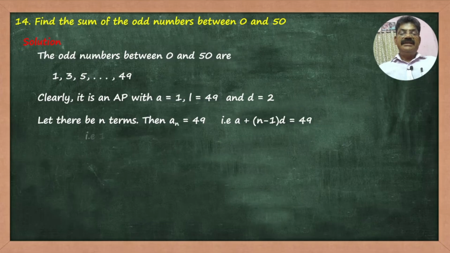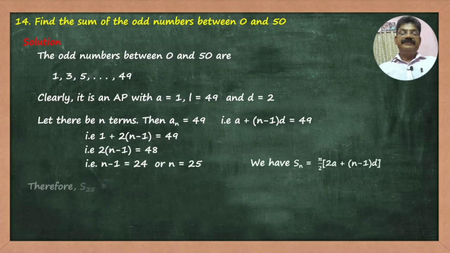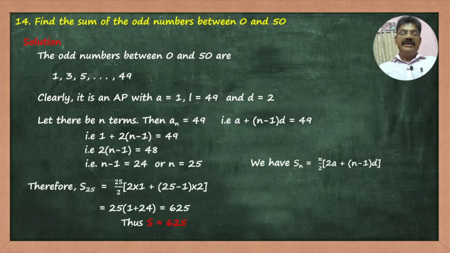So, let there be n terms. Then an is equal to 49. This gives n is equal to 25. Therefore, S25 is equal to, when you simplify, you get 625. So that is the value of S.